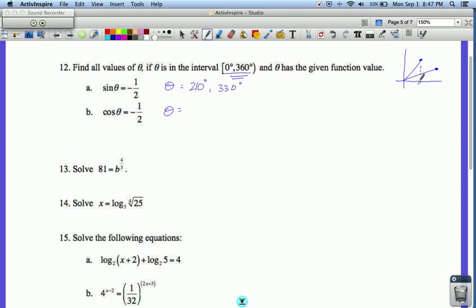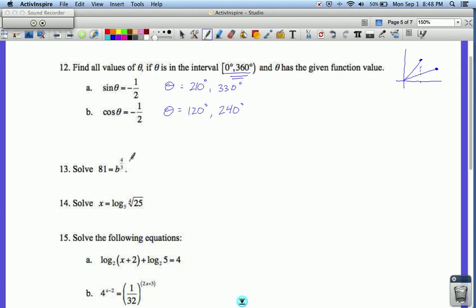This one we said was 60-degree reference angles, so we're looking at 120. And x is also negative in the third quadrant, so 240. 60 past 180. 60 before and 60 past 180. This was 30 after 180 and 30 before 360.